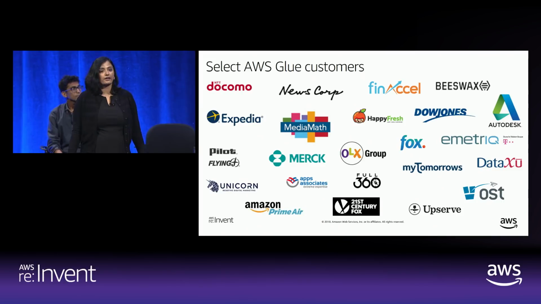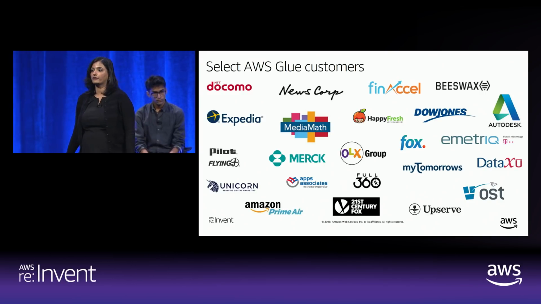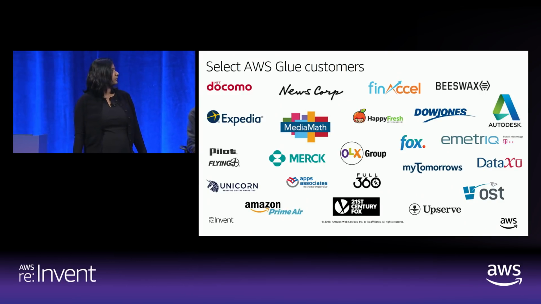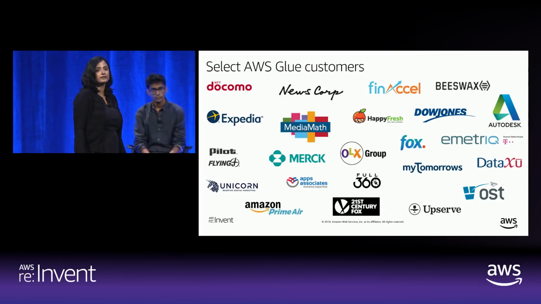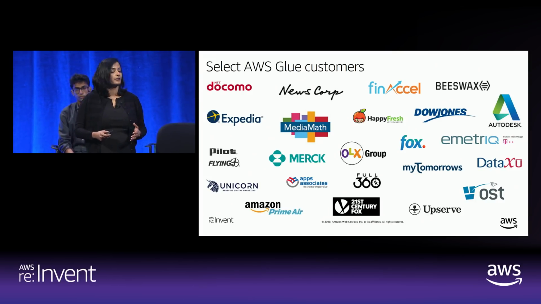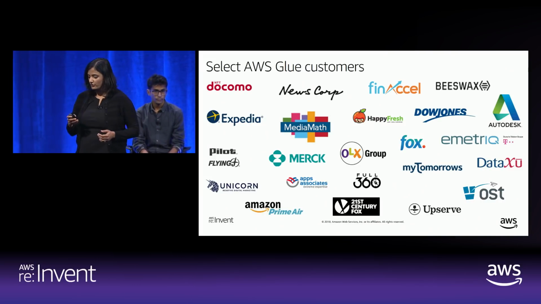These are some of our customers. We have customers who are migrating their data warehouses to Amazon Redshift using AWS Glue. We also have customers who are building data lakes on AWS using Glue. And then we have customers who are using the ETL jobs in Glue to bring data from various different sources together, normalize it, pivot it, and make it available for their data science projects.